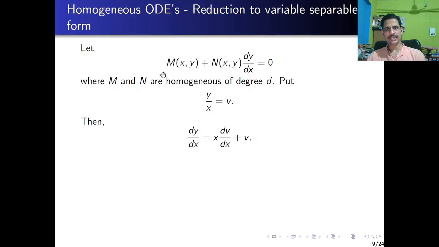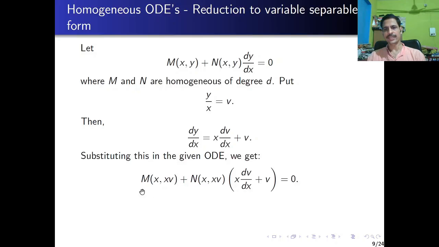So what we do is, in this given differential equation, we replace dy by dx by this quantity and we replace y by vx. So we get this expression: M of x comma xv plus N of x comma xv times, in brackets, x dv by dx plus v, bracket close, is equal to 0.